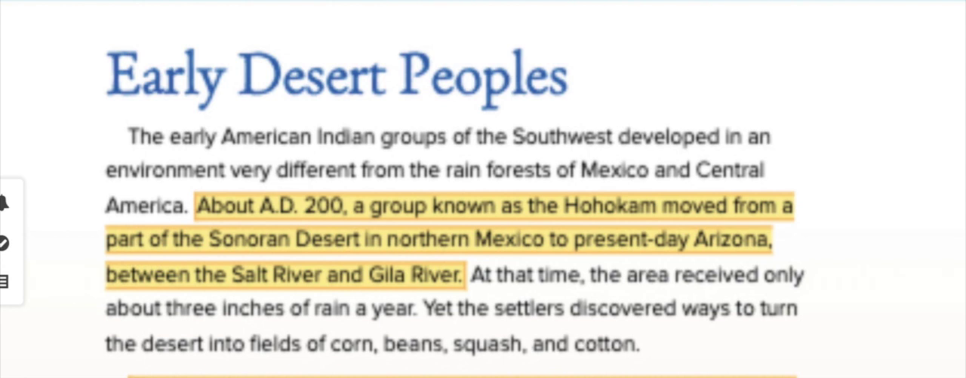The early American Indian groups of the Southwest developed in environments very different from the rainforests of Mexico and Central America. About AD 200, a group known as the Hohokam moved from the parts of the Sonoran Desert in northern Mexico to present-day Arizona, between the Salt River and the Gila River. At that time, the area received only about 3 inches of rain a year. Yet the settlers discovered ways to turn the desert into fields of corn, beans, squash, and cotton.